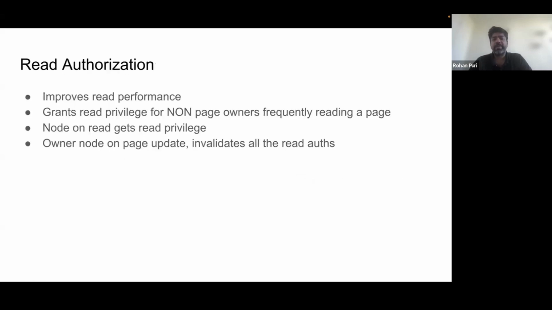So we'll talk about some optimizations as part of transaction processing. They have a read authorization optimization. It improves read performance. What happens is that you can still keep the page in the non-page-owners who are frequently accessing a page only for a read. It would not be the owner of the page, but it will get the read privilege. The ownership still is with some other node, and when that node updates the page, it will invalidate all of these read authorizations. So this information also has to be kept in the POD. That's the common place where all the nodes can refer to.